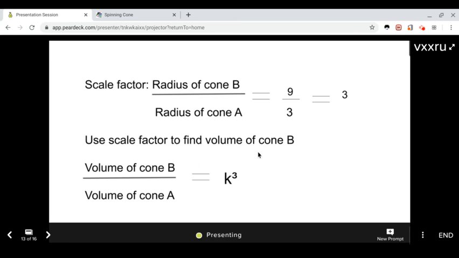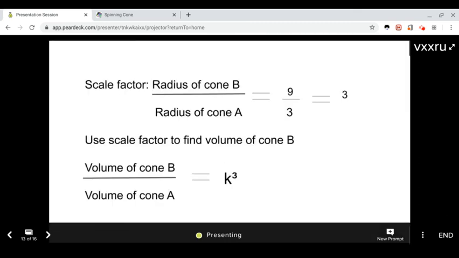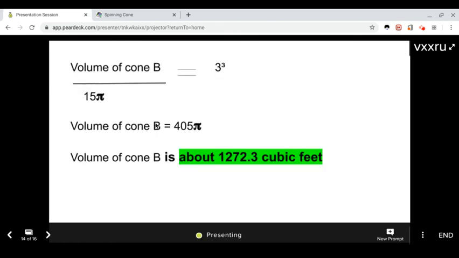So now I'm going to use the scale factor to find the volume of cone B. So now I'm going to be comparing the cones. So cone B over cone A. I'm not sure what cone B is, but I do know the volume of cone A. So that's going to be my scale factor here. So it's going to be volume of cone B over 15 pi equals now my scale factor. My scale factor was 3, and when I'm dealing with a volume here, then it's going to be tripled. So I have to make sure that I am tripling that as well.